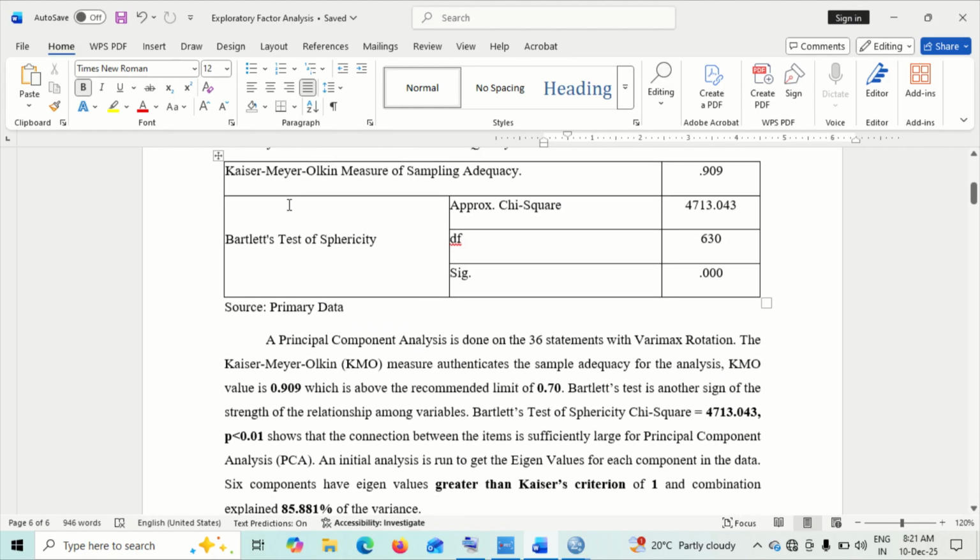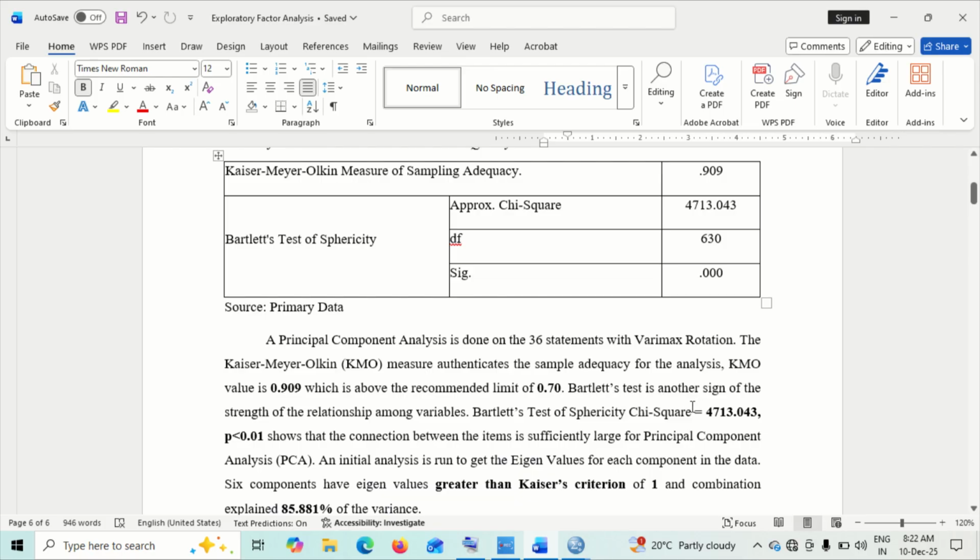The KMO and Bartlett test of adoption level shows a KMO value of 0.909. Bartlett's test of sphericity shows an approximate chi-square value of 4713, degrees of freedom of 630, and a significance value of 0.000. The principal component analysis is done with 36 statements with varimax rotation. The Kaiser-Meyer-Olkin measure authenticates the sample adequacy for the analysis, with a KMO value of 0.909, which is above the recommended limit of 0.70.